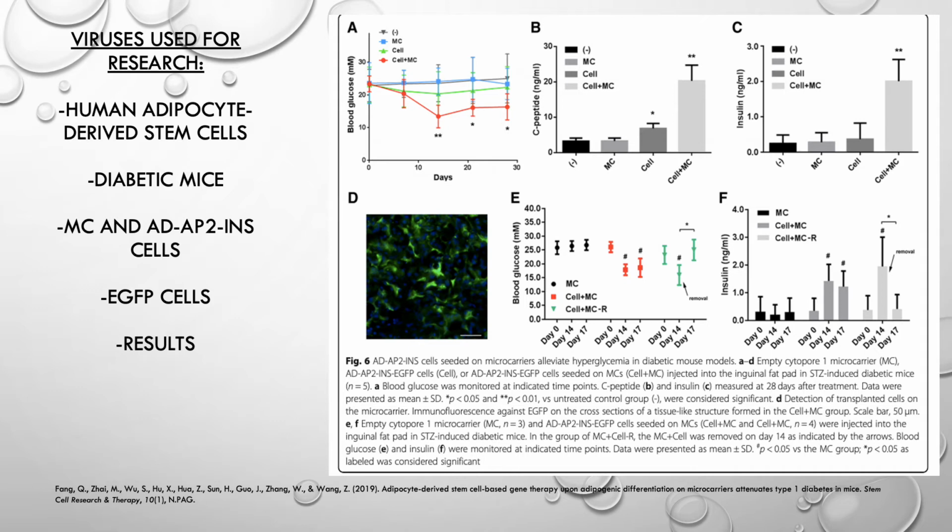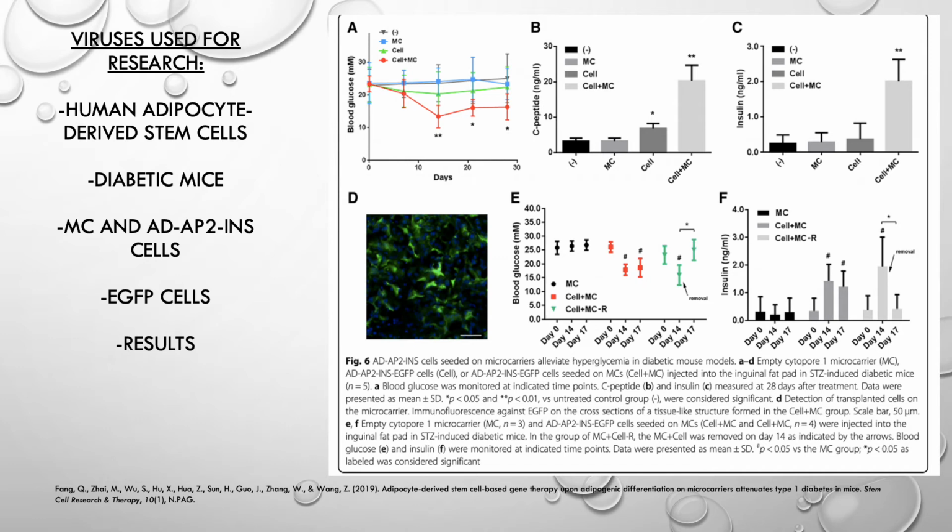I did give a figure right here. As you can see, figure 6 shows that the researchers injected the diabetic mice in the upper inguinal fat area. Some mice were treated with the microcarriers of Cytopore 1, which had hyperglycemia. The other mice were treated with AD, AP2 insulin, and the EGFP cells. They showed a significant decrease in blood glucose levels 14 to 28 days after treatment.